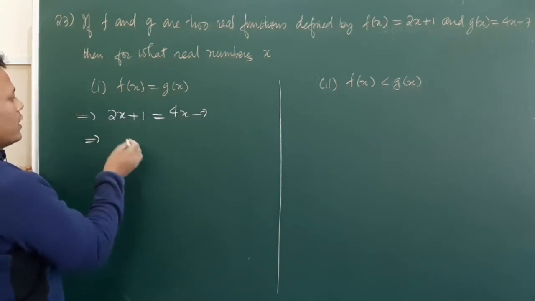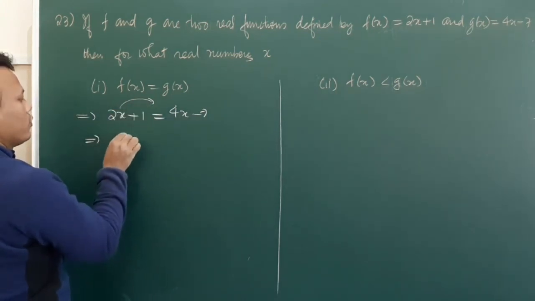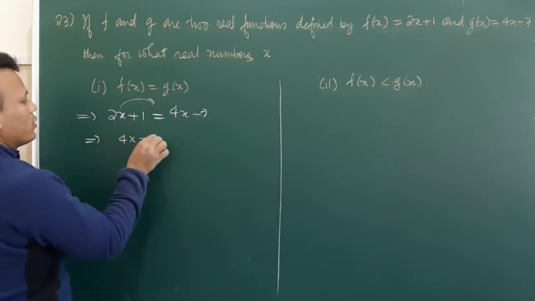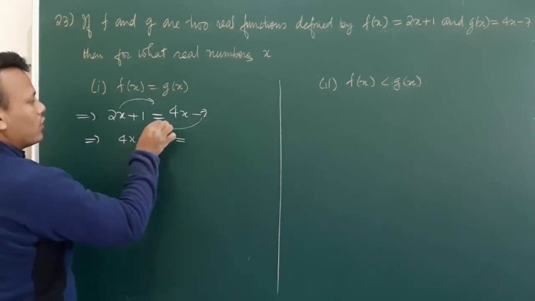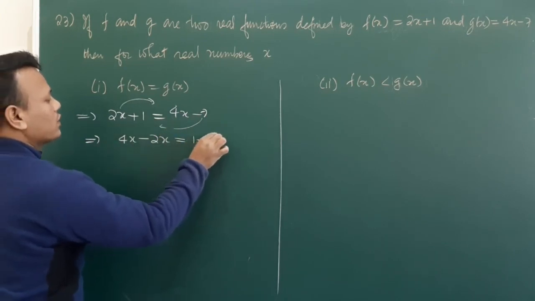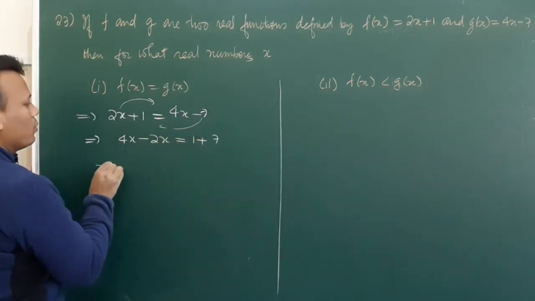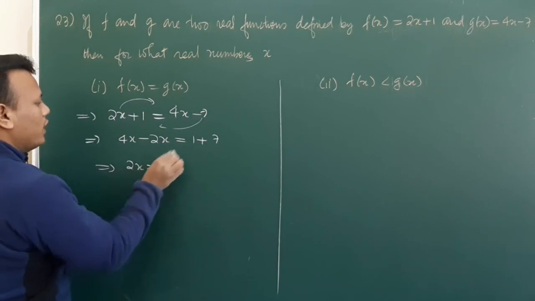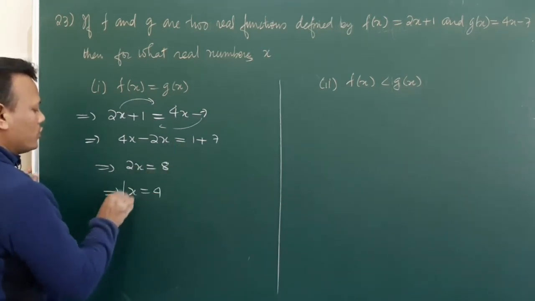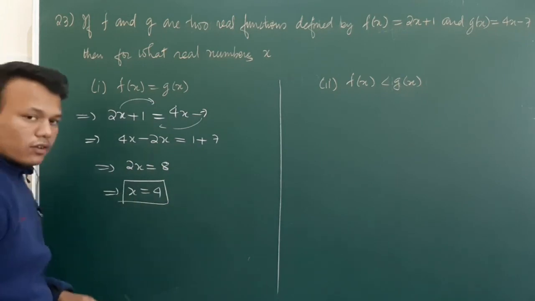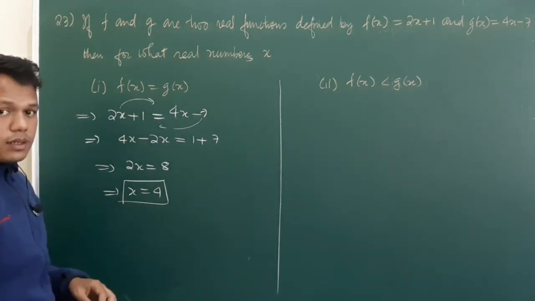So this can be written as, take this 2x over there, so you will have 4x, this goes over there, becomes minus 2x, isn't it? And this will come here, so we have 1 plus 7. All right, so from here you will get that 2x will be 8, and from here you will get that x will be equal to 4, isn't it? So this is the required value of x. Isn't it very simple? Very good.